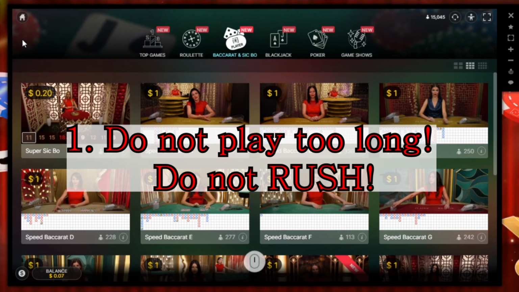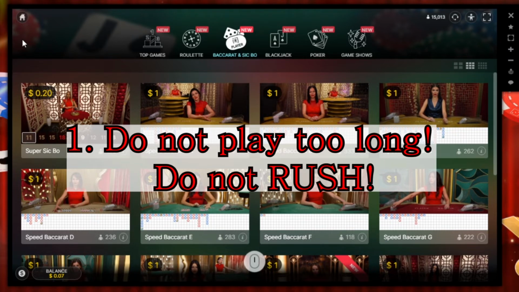And as I told you, you don't want to rush. So this is what I do. When I win one time from the table, I leave that table, and wait about 5 minutes, then go to another table and play there.